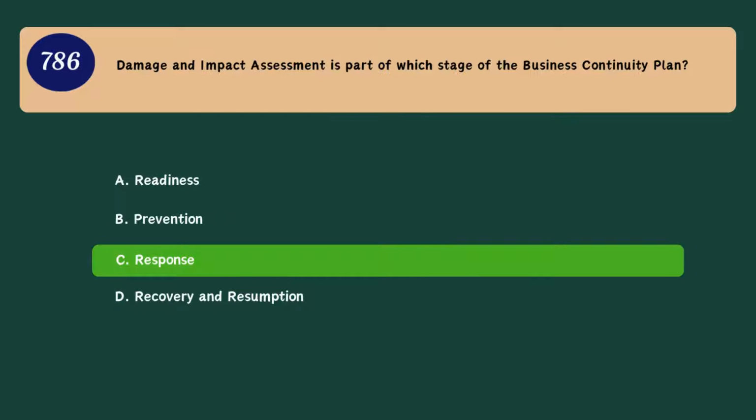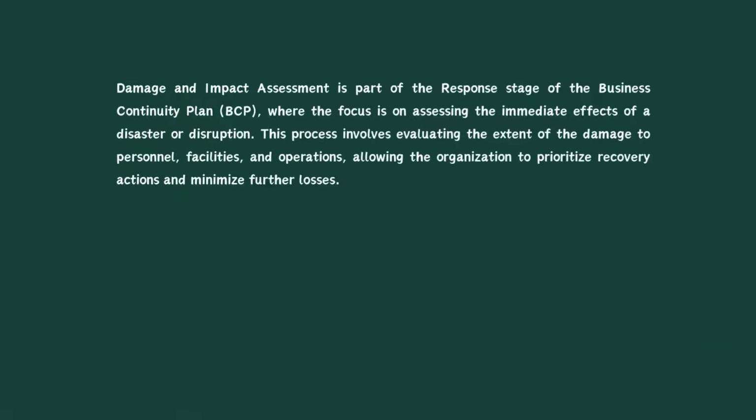Correct answer. C. Response. Damage and impact assessment is part of the response stage of the business continuity plan, where the focus is on assessing the immediate effects of a disaster or disruption. This process involves evaluating the extent of the damage to personnel, facilities, and operations, allowing the organization to prioritize recovery actions and minimize further losses.